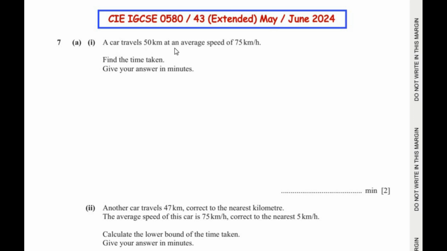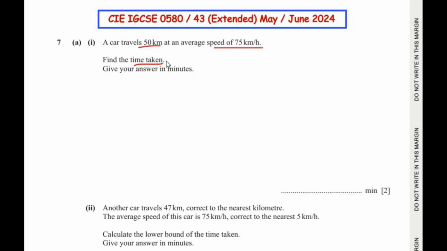A car travels 50 km at an average speed of 75 km per hour. Find the time taken and give your answer in minutes. Now here we have been given the distance covered by the car, that is 50 kilometers, and the speed at which it is moving, that is 75 kilometers per hour. We need to find out what is the time taken by this car to travel this distance if it is moving with a speed of 75 kilometers per hour. And the second thing we need to do is convert this time which we have got in hours in terms of minutes.